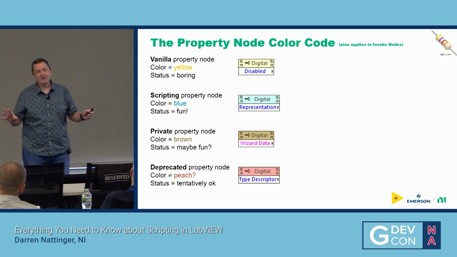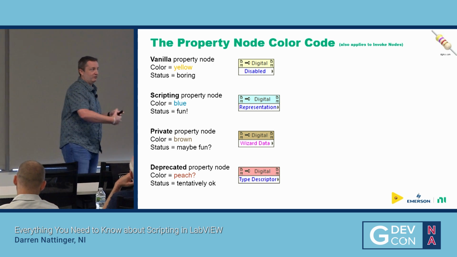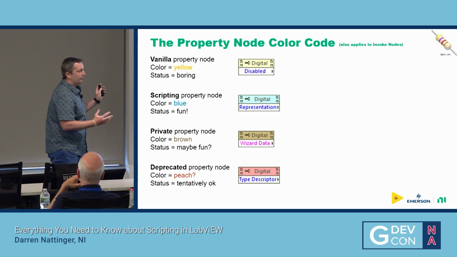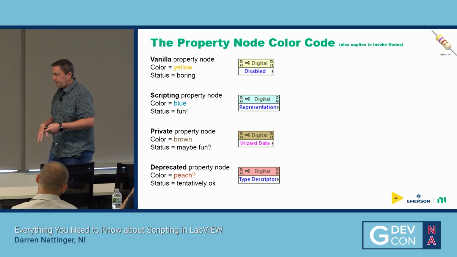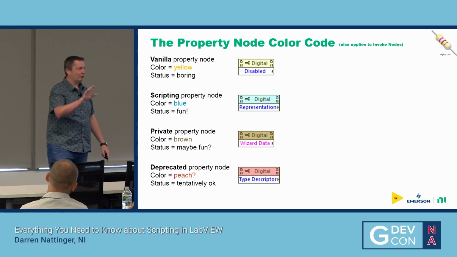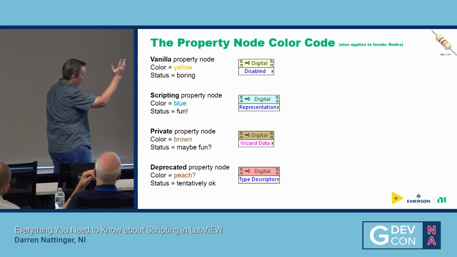I am not aware of any deprecated property that NI has ever made stop working. So I would suggest you don't continue using new ones in your new code, but deprecated properties tend to be okay in my experience. In fact, there's a deprecated property in one of our quick drop keyboard shortcuts because it's the only way to do something. So this is the property node color code.